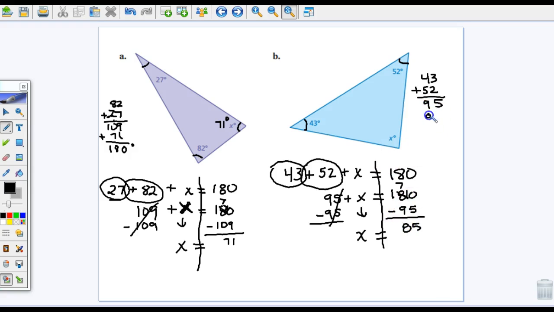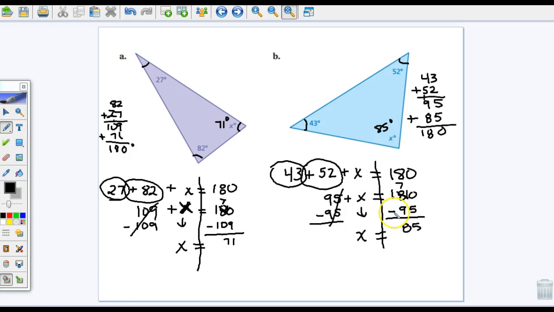So I'm going to go ahead and add 85 to this problem here. And let's see if we end up with 180. 5 plus 5 is 10. 9 plus 1 is 10, plus 8 is 18. Gives me 180. Beautiful. That tells me that the measurement of this third angle is 85 degrees.